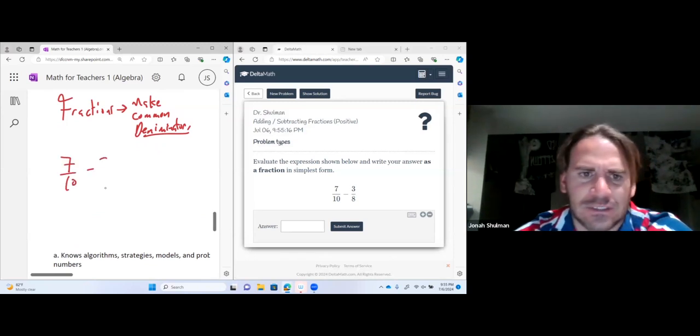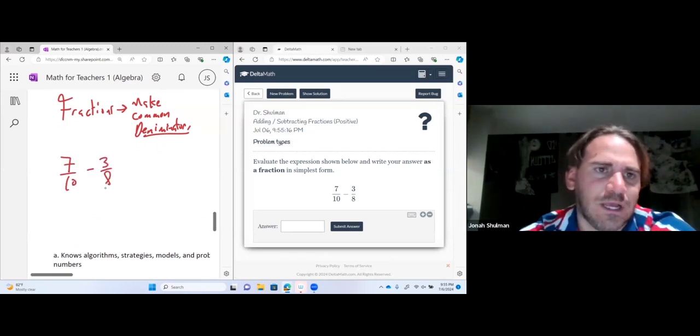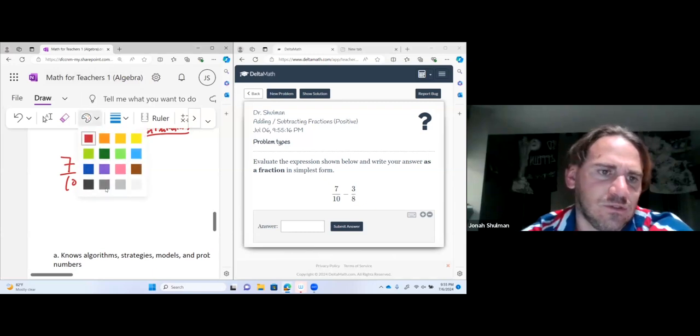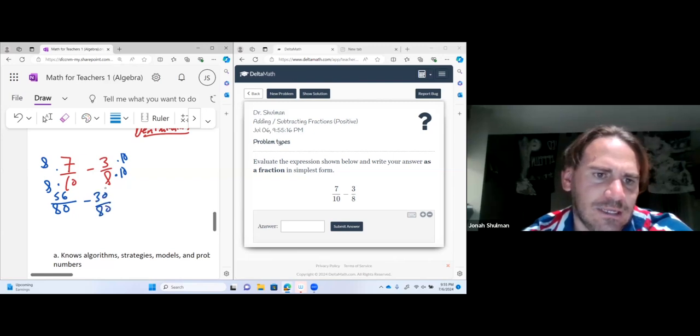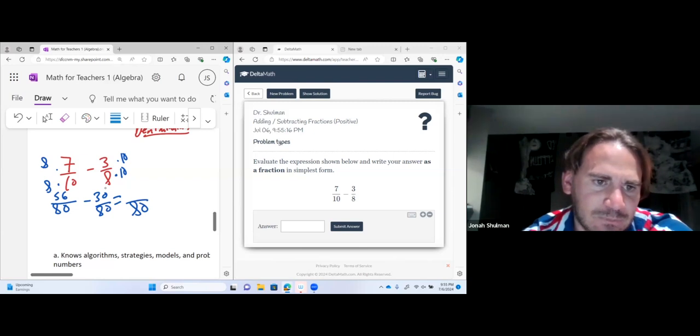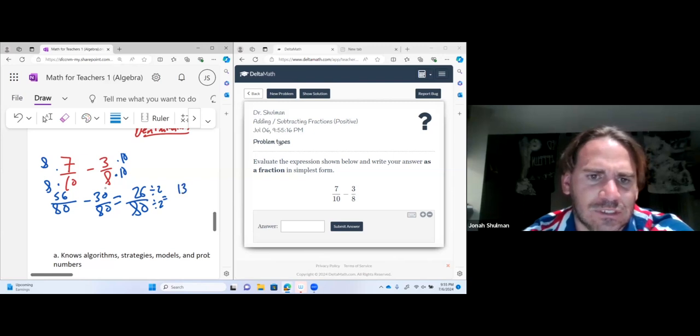7/10 minus 3/8. You can teach your students that there's one way to do it. We can multiply this by 8, this by 8, this by 10, this by 10. So we have 80s on the bottom. So I have 56 over 80 minus 30 over 80, which is going to give me, remember, subtract the top, keep the bottom, 26 over 80. We can divide by 2, and we're going to be left with 13 over 40.